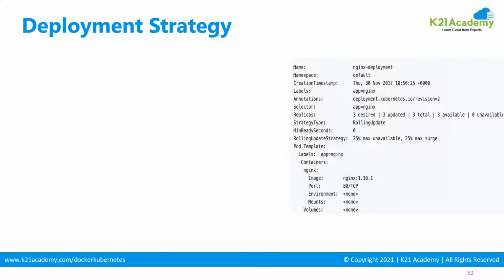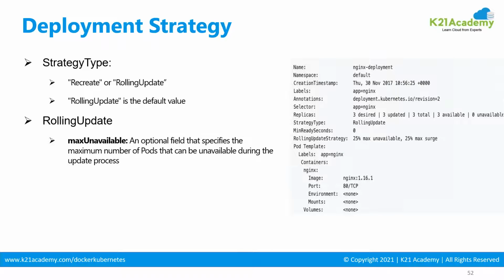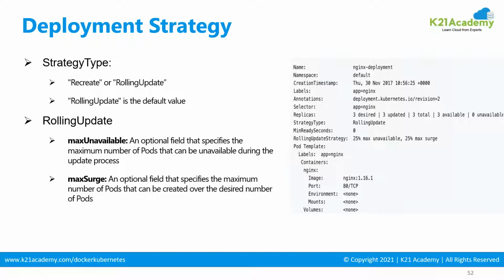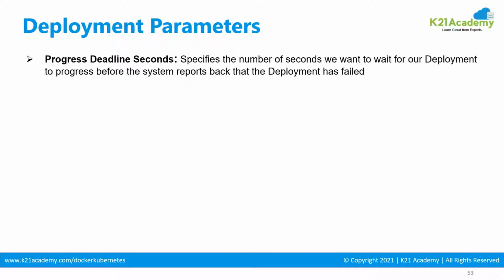I hope that this is clear now. Strategy type: recreate and rolling update. Rolling update is the default value, and these are the 2 important values I have explained. I spent a lot of time to explain this one. I hope that it is clear. The value can be an absolute number or percentage, right? You can use any one. Like you can either give 25%, 50%, or you can say 0% or 1% or whatever, or numbers you can use 0 or 2.